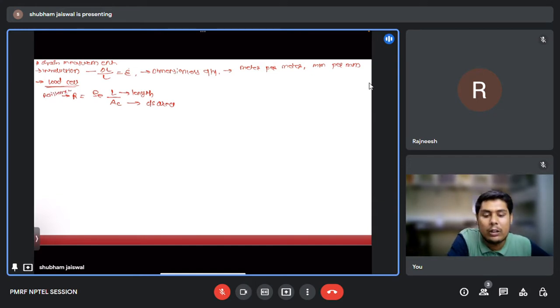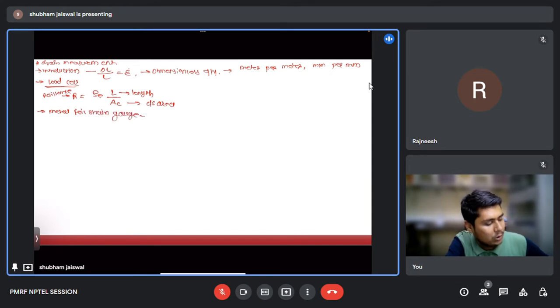After that, we have seen some strain gauges like the metal foil strain gauge. In this metal foil strain gauge, we use a metal foil for measurement of the strain. One more thing is that the resistance of the strain gauge increases when put under tensile loading or tensile stress.